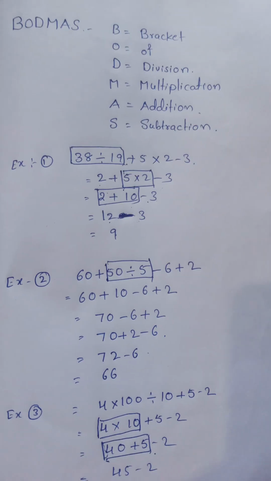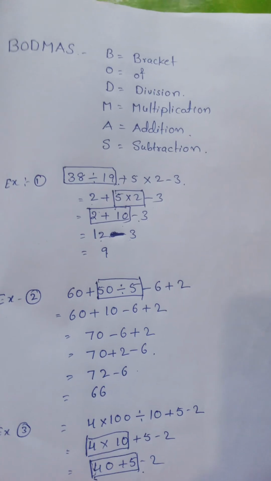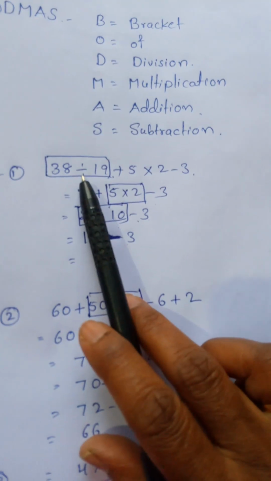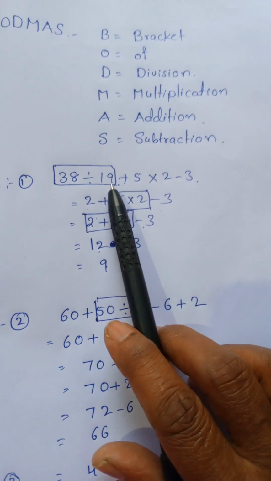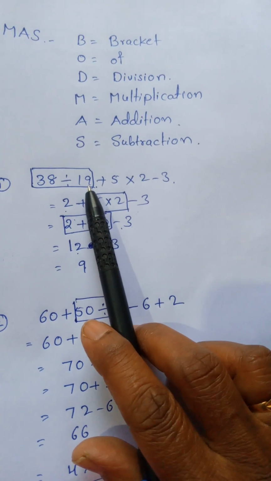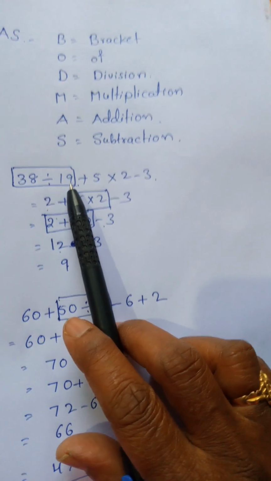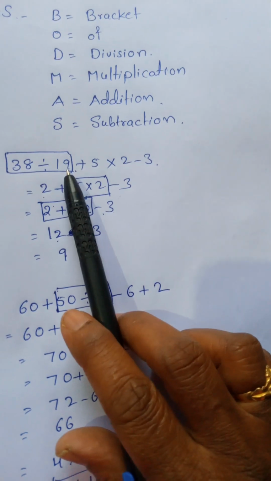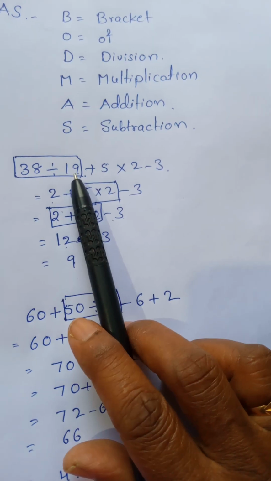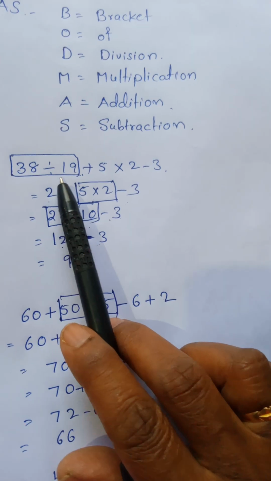Example 1. 38 ÷ 19 + 5 × 2 − 3. First, what is the first step? There is no bracket, no of. First is division, then multiplication, addition, subtraction, so only 4 symbols are there. First, there is division. The division symbol is 38 ÷ 19.